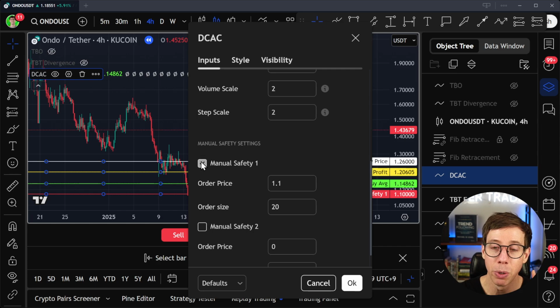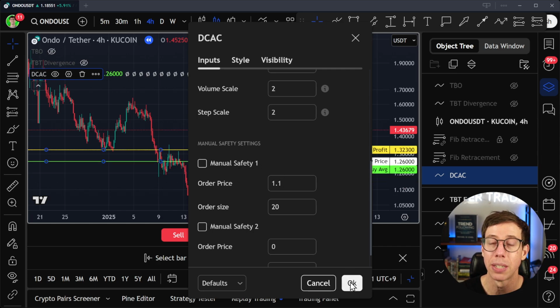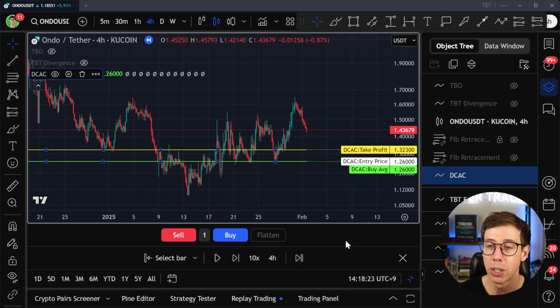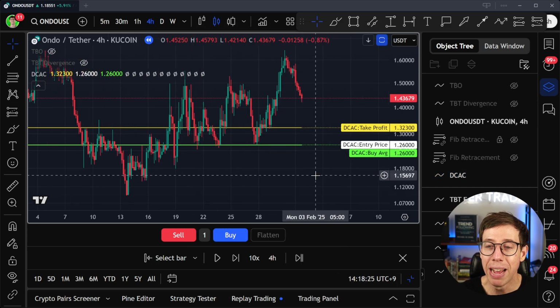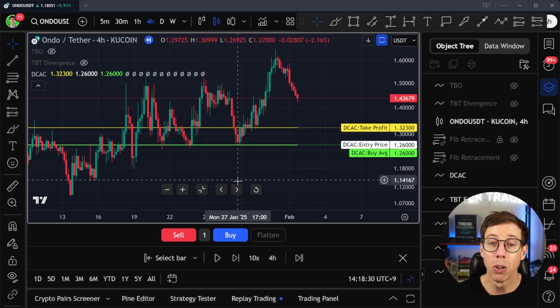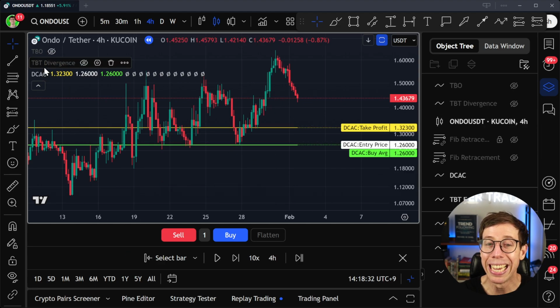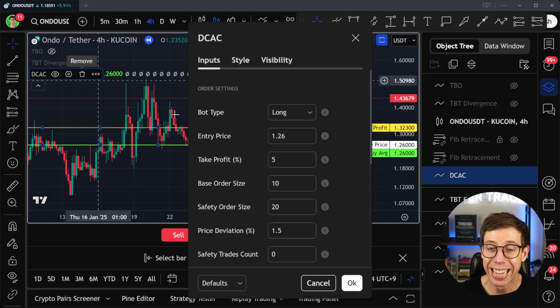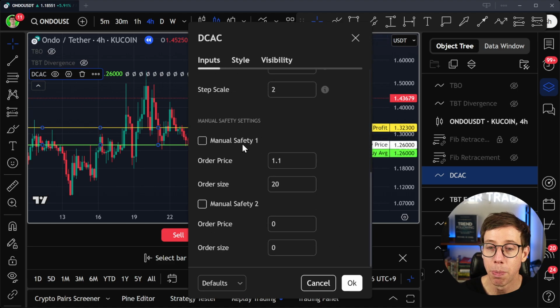And this has a really cool feature where we can see and visualize what a manual safety trade would look like. So for example, I have an entry here at about $1.26, which I think makes sense. And I also want to be prepared if the price goes against me. So that's going to be this extra order down here, which is this manual safety.